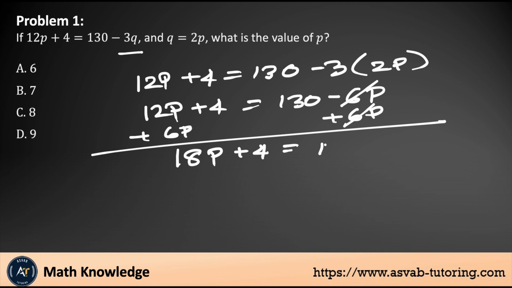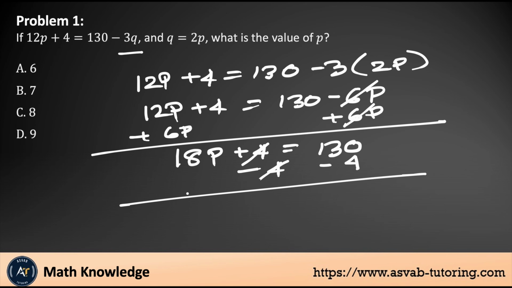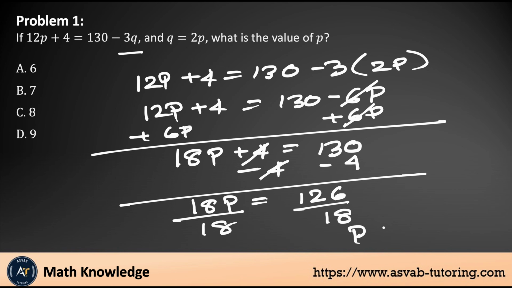So that gives you 18p plus 4 equals 130. What you have to do next is subtract 4 from both sides, cancel, so that gives you 18p equals 126, and divide both sides by 18. That gives you p equals 7. So that is the correct answer.